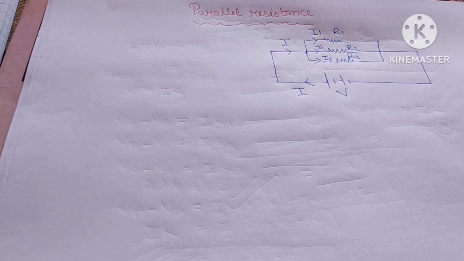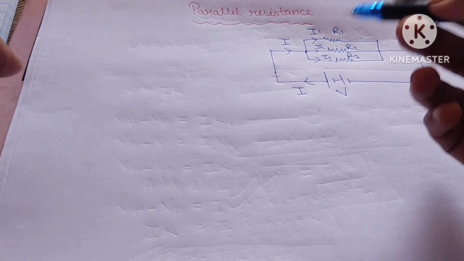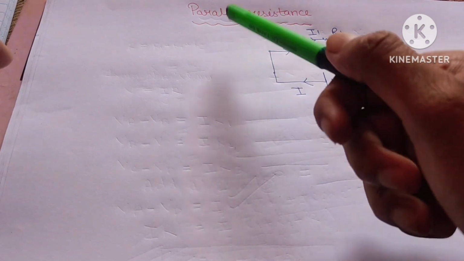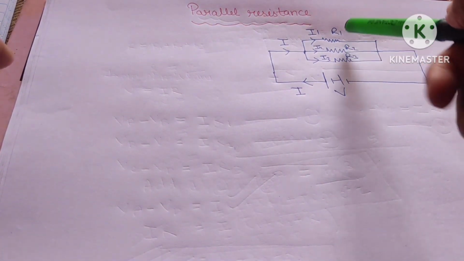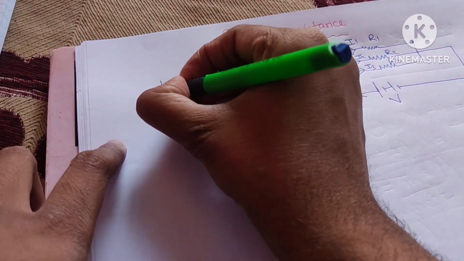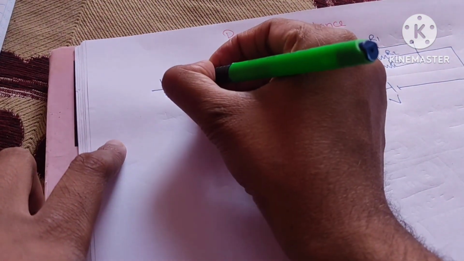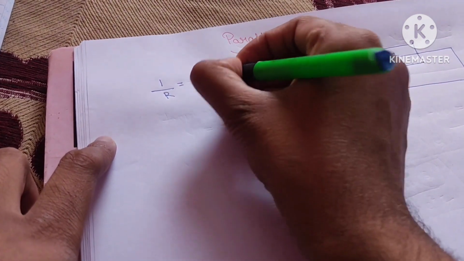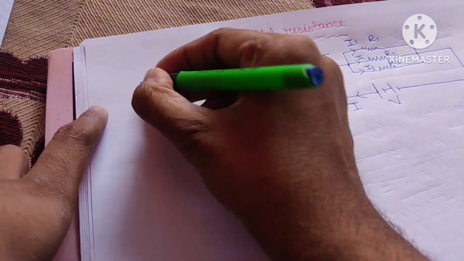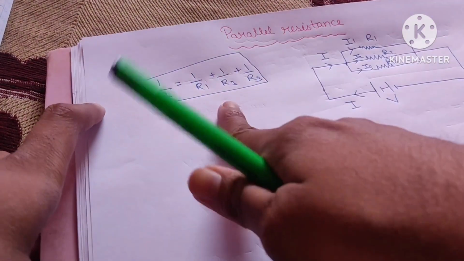Hello friends, today we'll derive the equivalent resistance of parallel resistors. If the resistors are connected in parallel, what equation will we get? We will get 1 by R equal to 1 by R1 plus 1 by R2 plus 1 by R3. This is what we are going to derive.